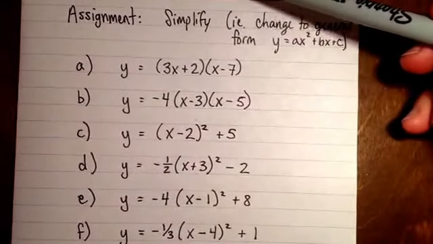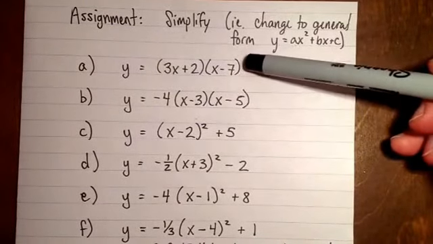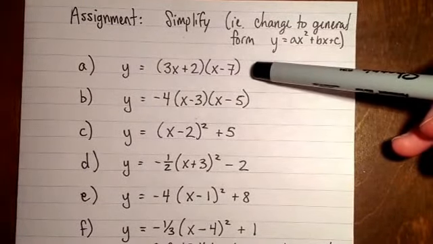So, as you do this assignment, you do question 1, and then you graph the question and your answer. If they're right, you move on.